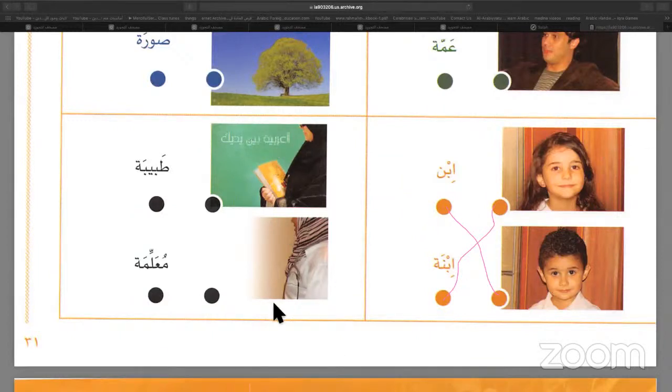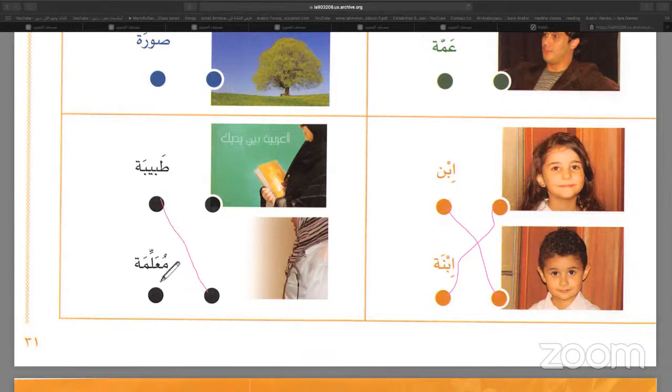Okay, next one we have is Tabiba. Say it. Tabiba. Ayan, there is like zero participation coming from your end. I don't know what's going on. Tabiba means what? Doctor. Tabiba means doctor. All right. Now, which one is doctor? Okay. Which one is this? The bottom one.